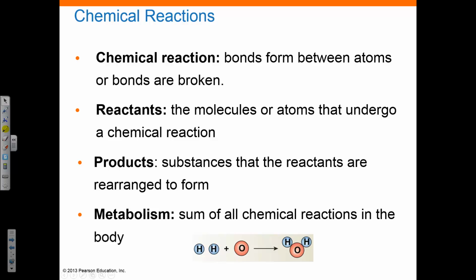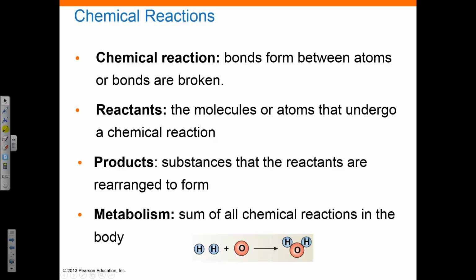Traditionally, in chemical equations, the reactants are listed on the left-hand side of an arrow, and the products are listed on the right-hand side of the arrow. In the equation below, the hydrogen atoms and oxygen atoms are the reactants, and the water molecule is the product. The equation would be read as the combination of hydrogen and oxygen yields water.